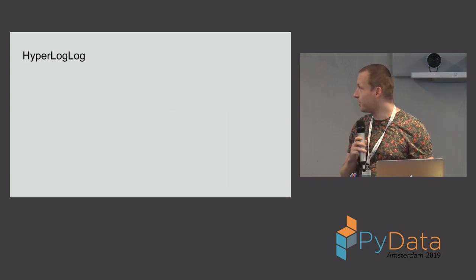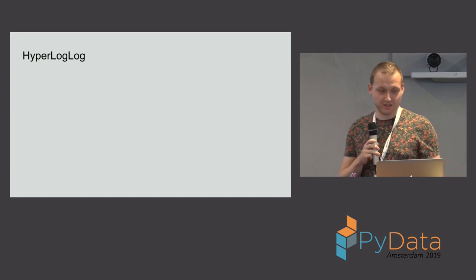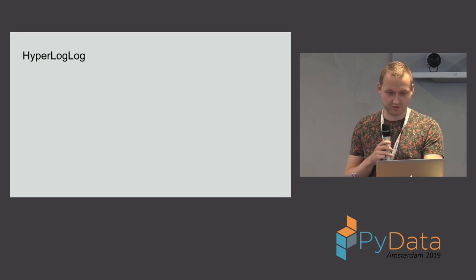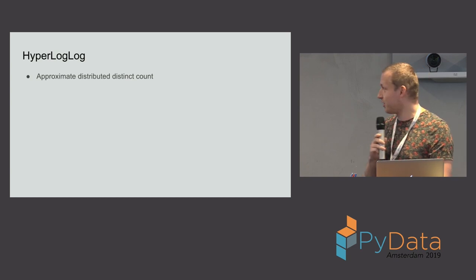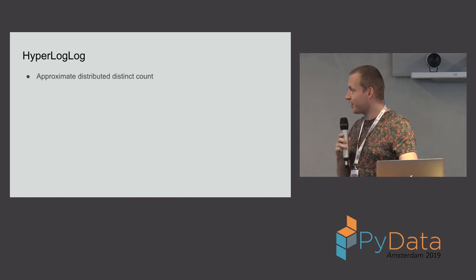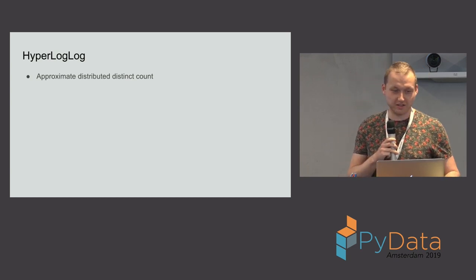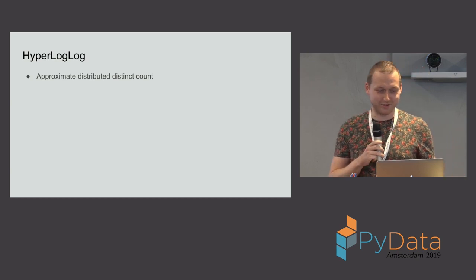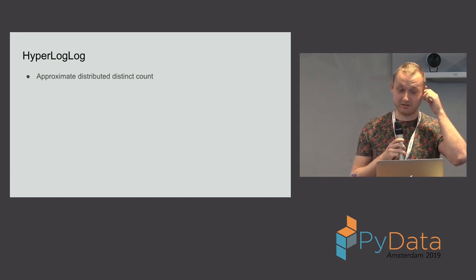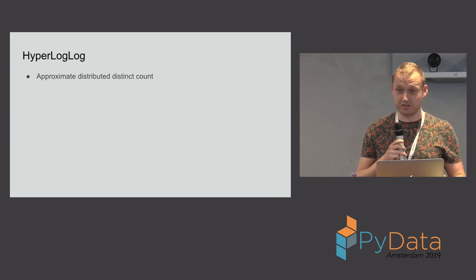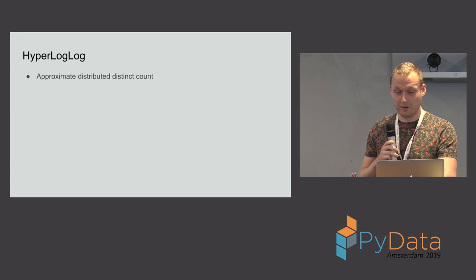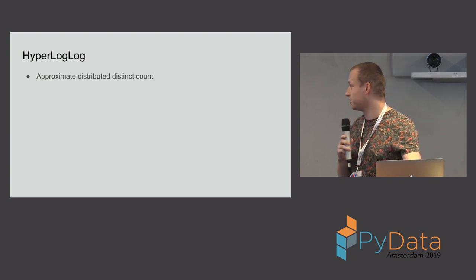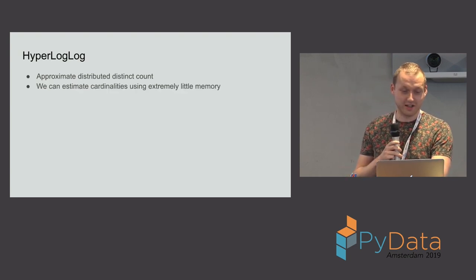The second one, aptly named, but just weirdly named, is called HyperLogLog. It's got more or less one use case. It's used for a distributed distinct count, and again, it's approximate. It's a probabilistic data structure, and it does exactly that and nothing more. Well, not really anything else.